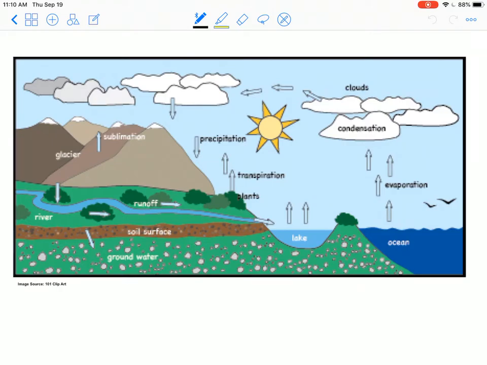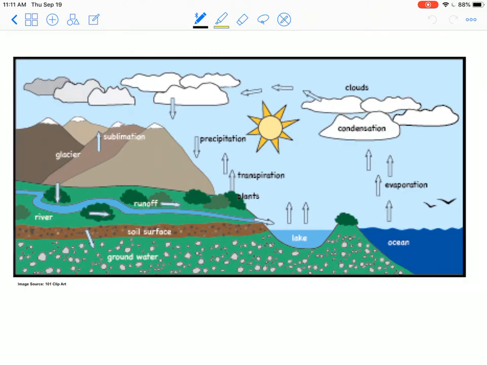And I have to be honest with you, I think I have never ever taken a science test that did not have something about the water cycle. This is such a very common thing to see on a test. So I wanted to go over this with you and talk about what all these terms mean.